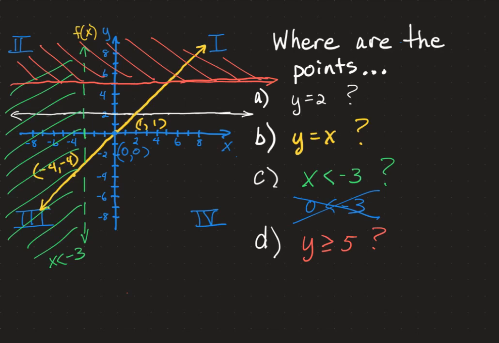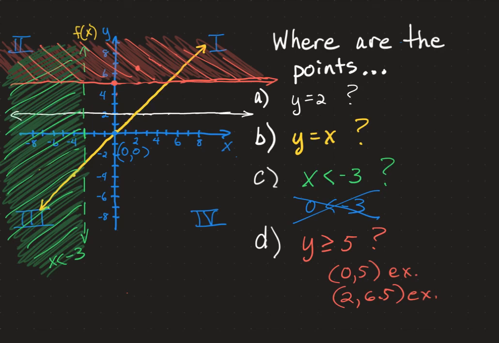Now, the point 0, 5 satisfies that inequality. 5 is greater than or equal to, it is equal to 5. So 0, 5 is an example. And the point 2, 6.5 is an example. You could cite an infinite number of points that would be in this region. 2, 6.5 is one of them.